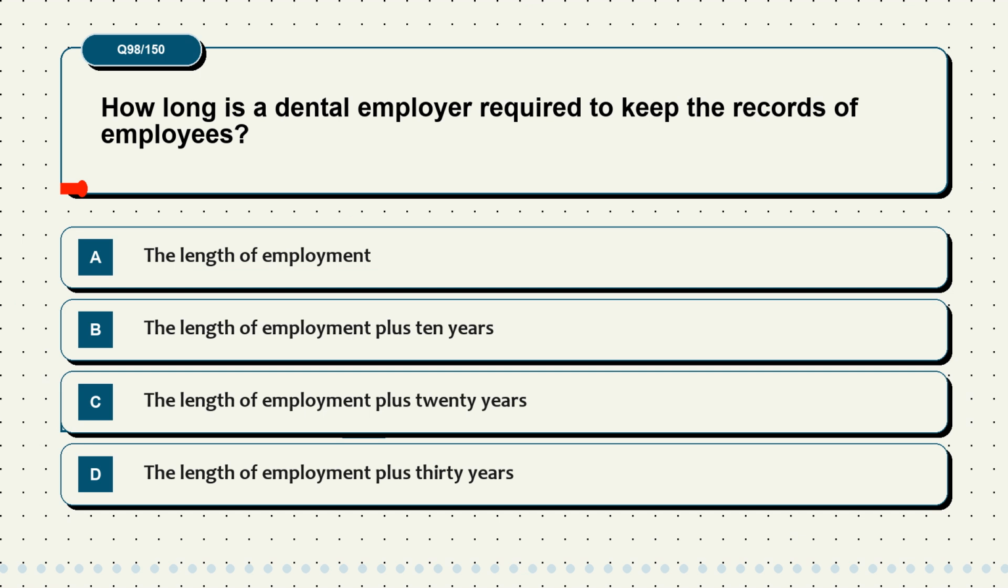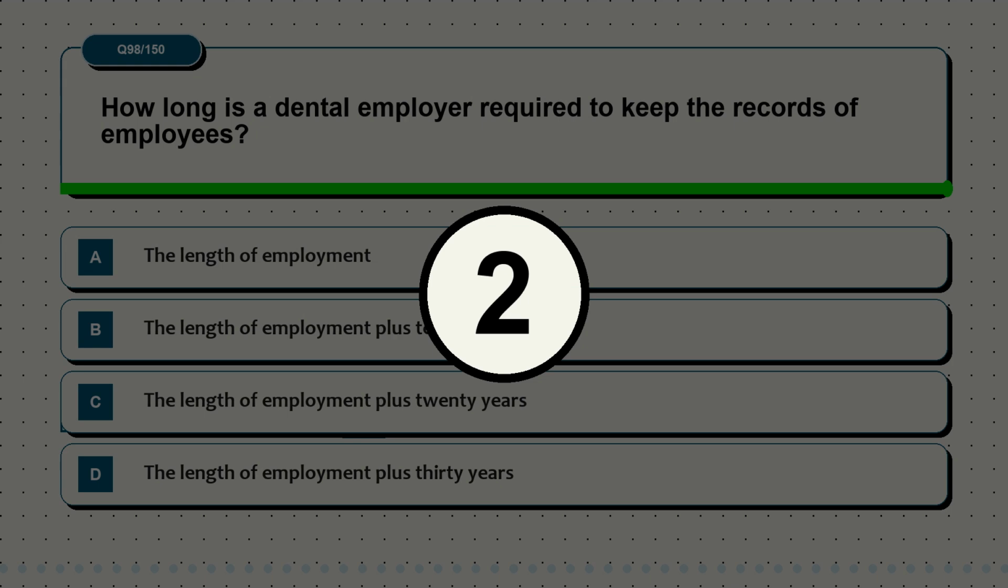Question 98. How long is a dental employer required to keep the records of employees? Here are the options. Option A. The length of employment. Option B. The length of employment plus 10 years. Option C. The length of employment plus 20 years. Option D. The length of employment plus 30 years.